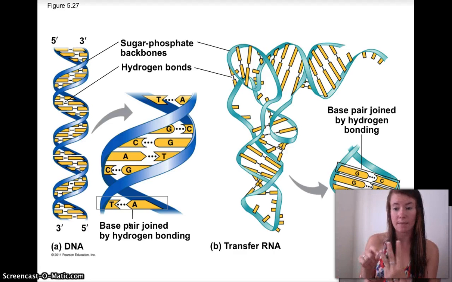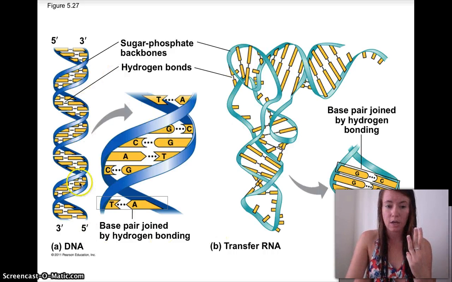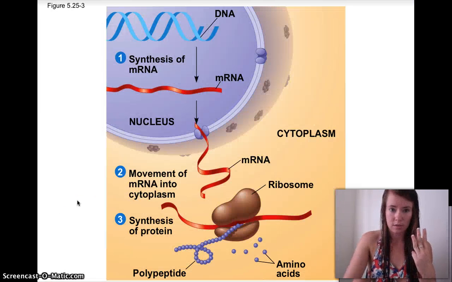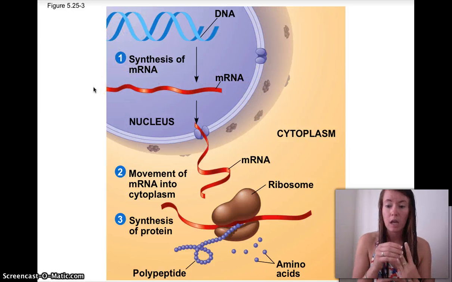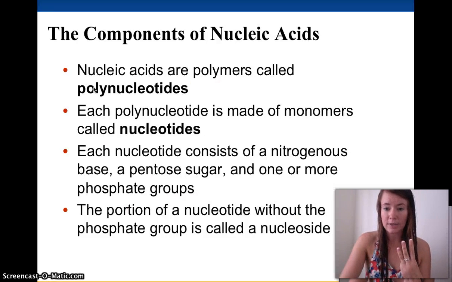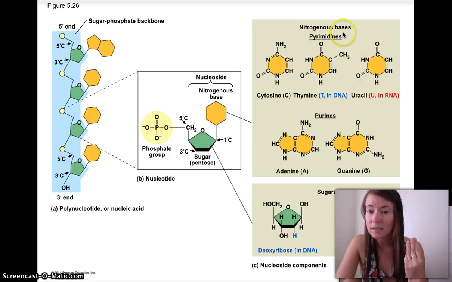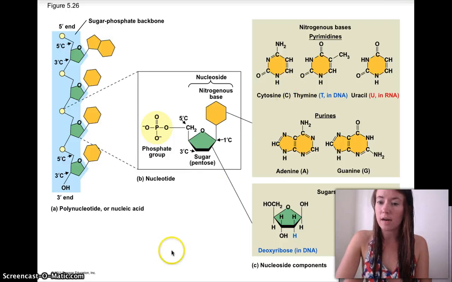I don't know if I said this, but I'm going to say them now. 1, DNA is double-stranded like we talked about right here. RNA is single-stranded. If you flip back to this picture, DNA is double-stranded, RNA is single-stranded. 2, DNA has deoxyribose, RNA has ribose. And 3, DNA has thymine, and instead of that, RNA has uracil. So that is what you need to know about nucleic acids.